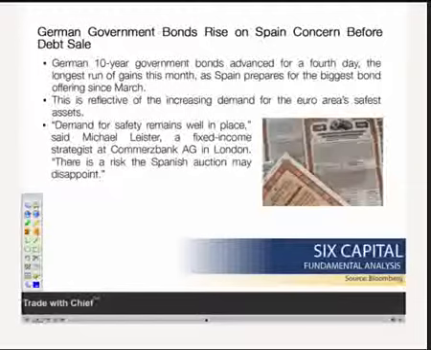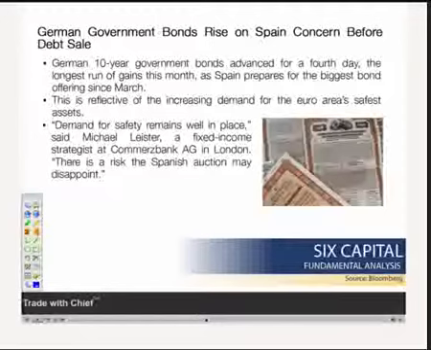We have the strategists at Commerzbank AG in London saying there is a risk the Spanish auction may disappoint. So the ECB is prepared to lend assistance to Spain, but the Spanish government would have to accept austerity conditions as part of the deal. We'll continue to worry that the Spanish Prime Minister would try to solve their debt situation by rejecting ECB assistance and raising debt on their own. If he does so, Spanish bond yields go up, and it would exert bearish pressure on the euro.